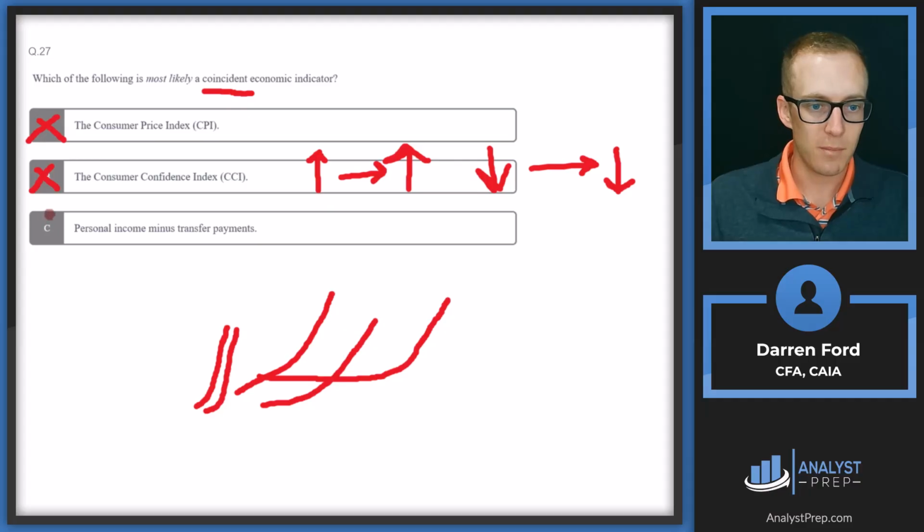So we've got C, personal income minus transfer payments. This is going to be coincident because if we have more income in the moment, we're going to be spending more. If we have less income in the moment, we're going to be spending less. So this should be coincident, or coincide, with the economic activity right now.